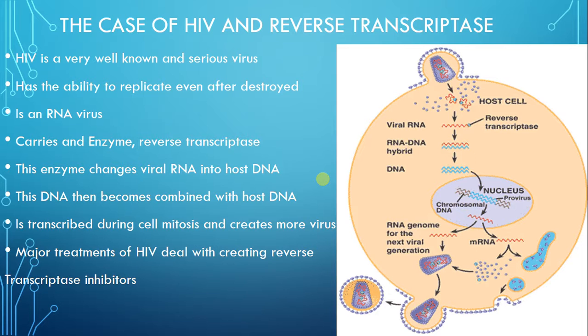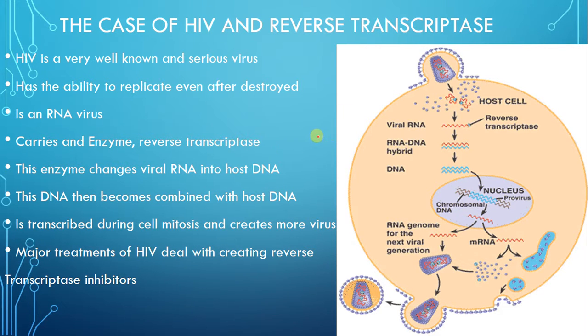HIV, the human immunodeficiency virus, contains RNA instead of DNA. But most importantly, it carries an enzyme called reverse transcriptase. What this enzyme does is change the viral RNA, once it's been injected in the host cell, into DNA. So transcription goes from DNA to RNA, reverse transcriptase goes from RNA to DNA.